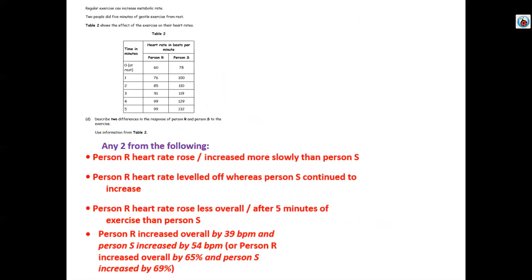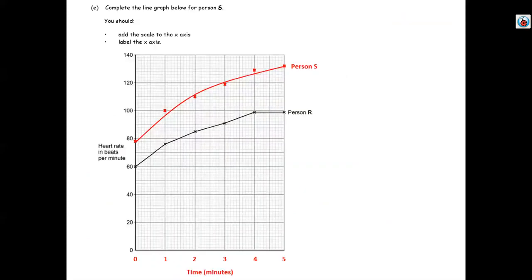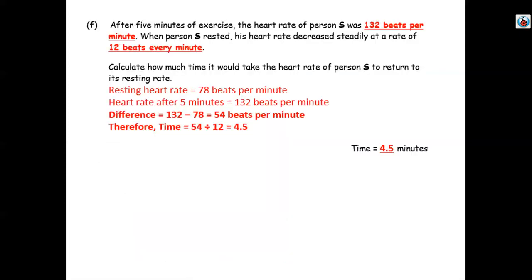Here's the answer to part D. Pause and check. The answer to 4E. Again, pause and check. The answer to 4F. Pause and check.